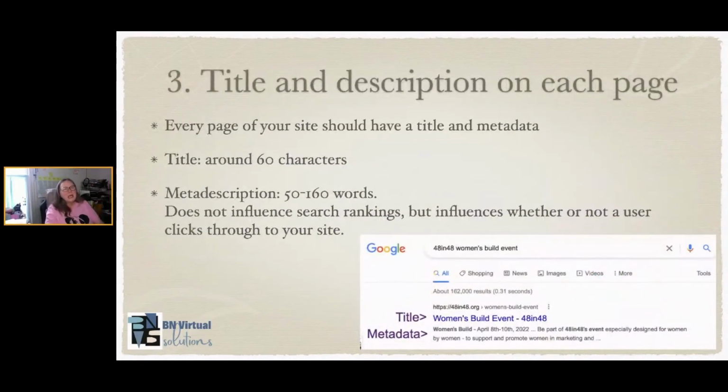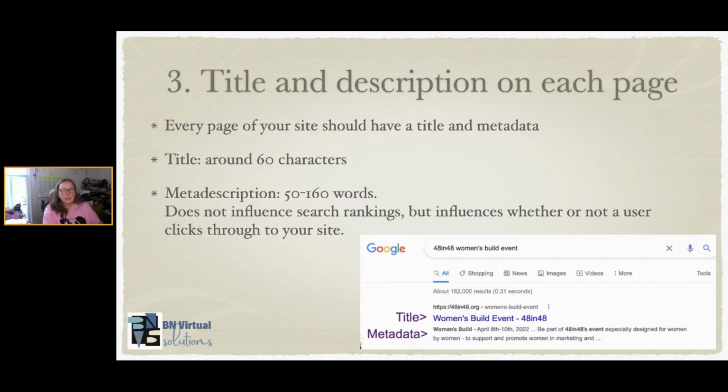You need a title and a description on every page of your website. I was going to say I made an error on this image, but it's covered up by the little message at the bottom there. But I'll tell you about it. Every page should have a title and metadata. Your title should be around 60 characters, and your meta description should be 50 to 160 words.